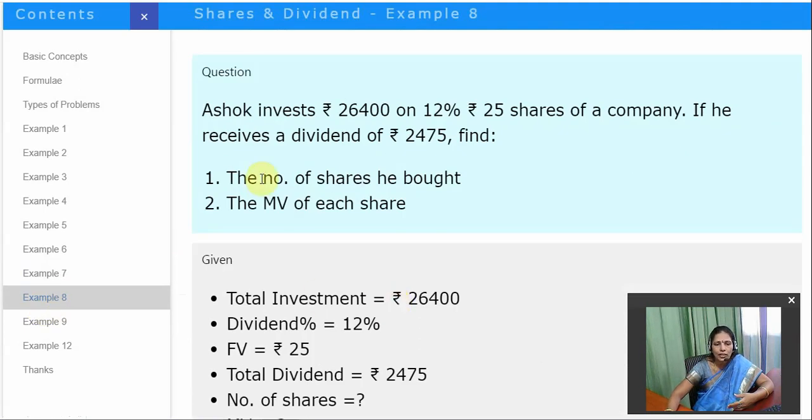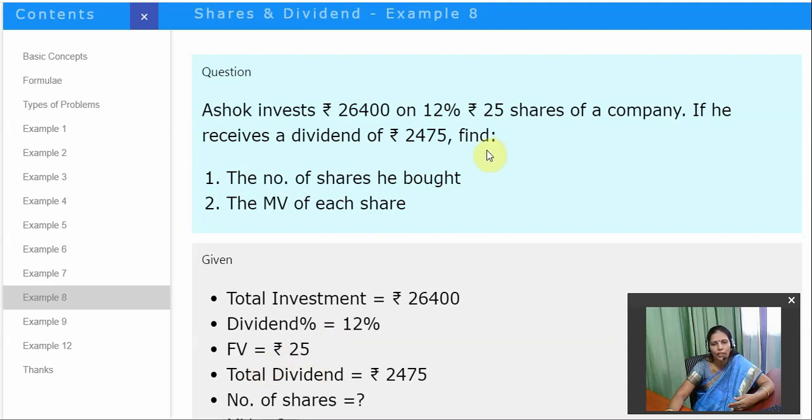The next question is, Ashok invests rupees 26,400 on 12%, rupees 25 shares of a company. So what is this amount? He invests, it's given there, invest, so it is total investment. 12% is the dividend percentage, and rupees 25 is the face value. Now if he receives a dividend of 2,475, so this is the total dividend.